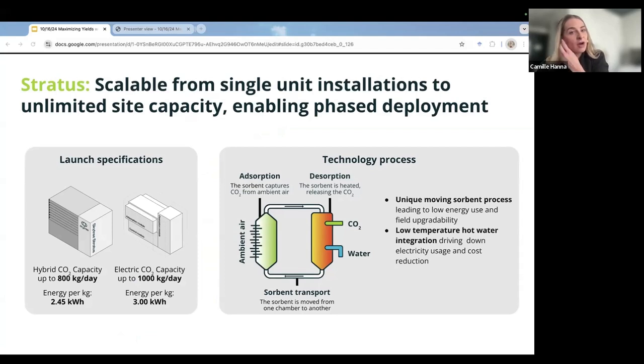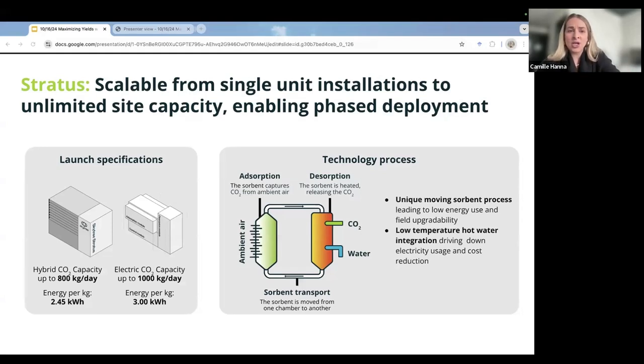And in terms of how this unit differs from the Cumulus unit, we actually have what's called a moving sorbent inside of this unit. So it's not a fixed cartridge like in our Cumulus. The sorbent is actually going through these adsorption and desorption processes simultaneously. So it really improves the efficiency of the unit.